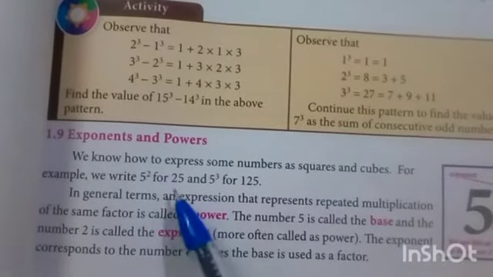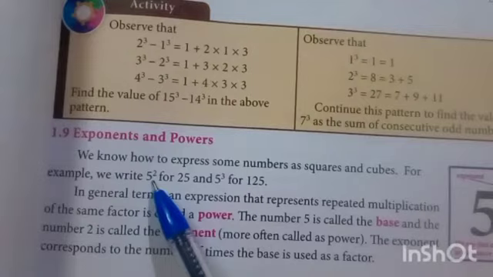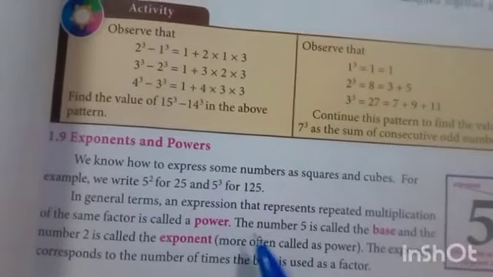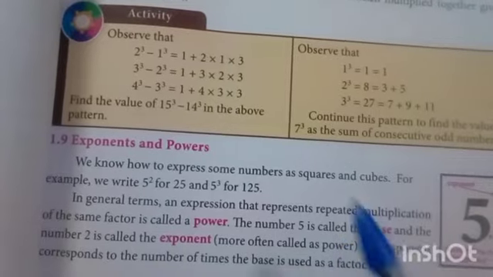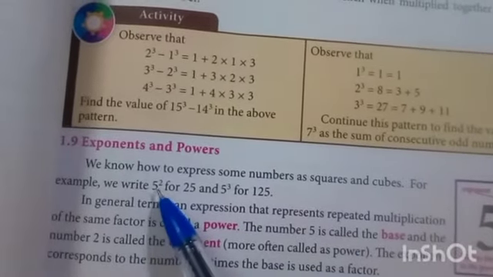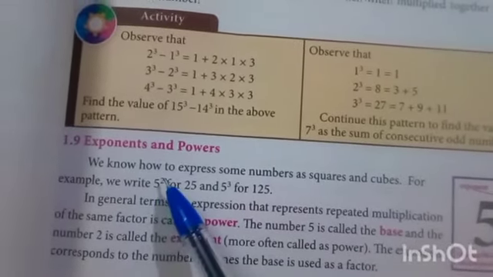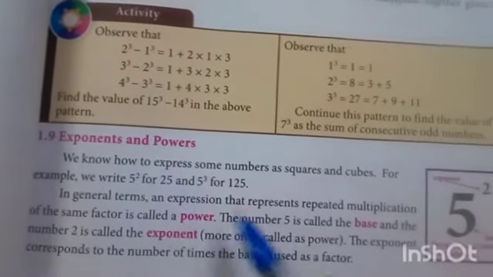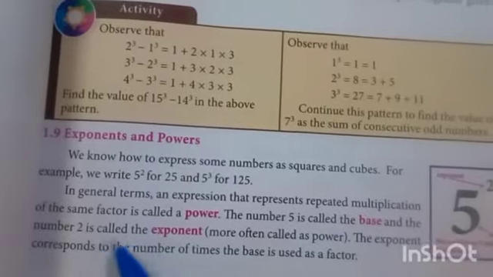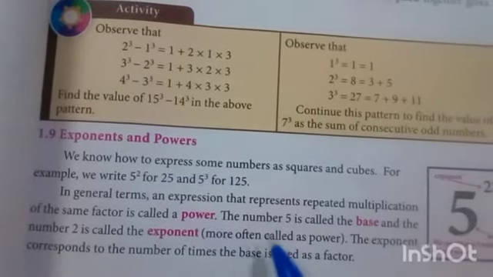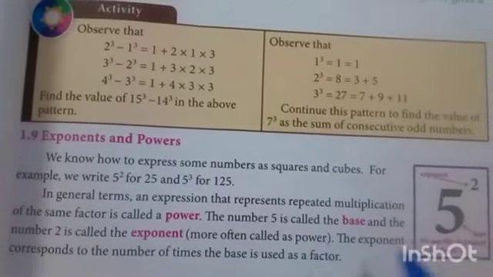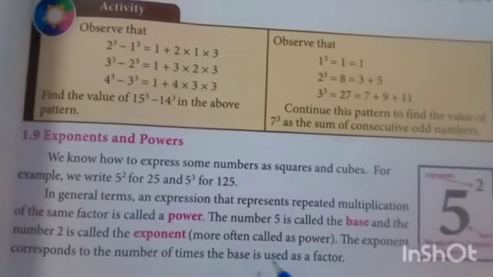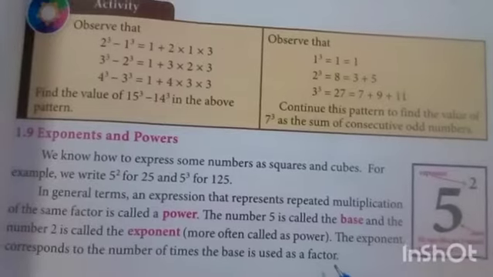This means 5 square is written as 5 into 5, and 5 cube is written as 5 into 5 into 5. So the number 5 is called the base. The power is called a power or exponent, and the number 2 is called the exponent, more often called the power. The exponent corresponds to the number of times the base is used as a factor.